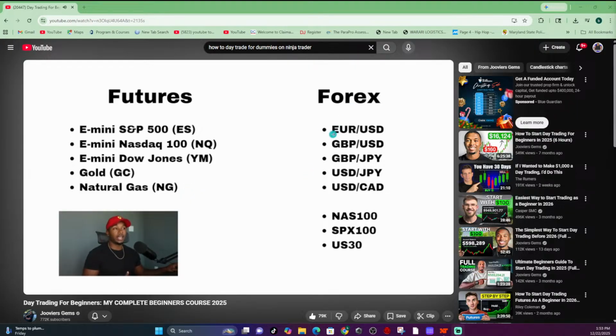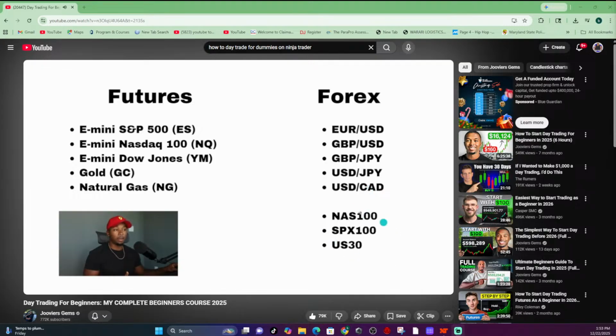Now, on the Forex side, Forex is always going to be currency pairs. So it's going to be Euro USD, which basically just means the Euro versus the US dollar. Same thing with GBP JPY. It's going to be the Great British Pound versus the Japanese Yen. And it's the price discrepancy between each and every pair that you see here. So we have Euro USD, which is going to be the most traded one. We have GBP USD as well. We have GBP JPY. We have USD JPY. And we have USD CAD.